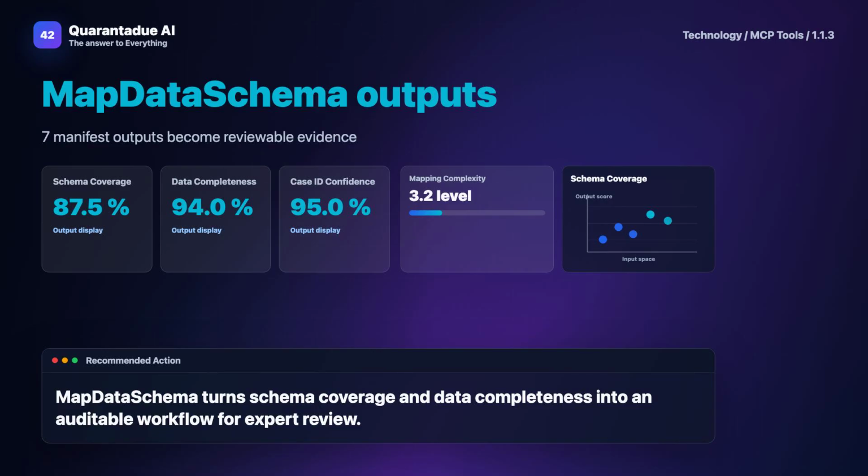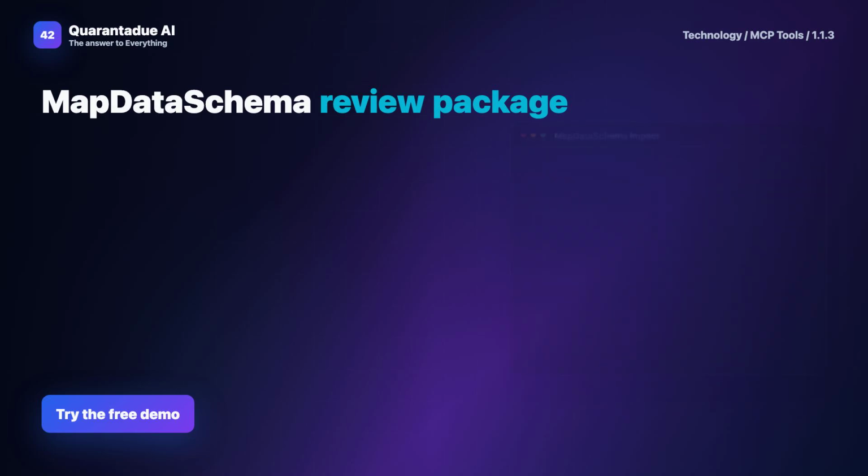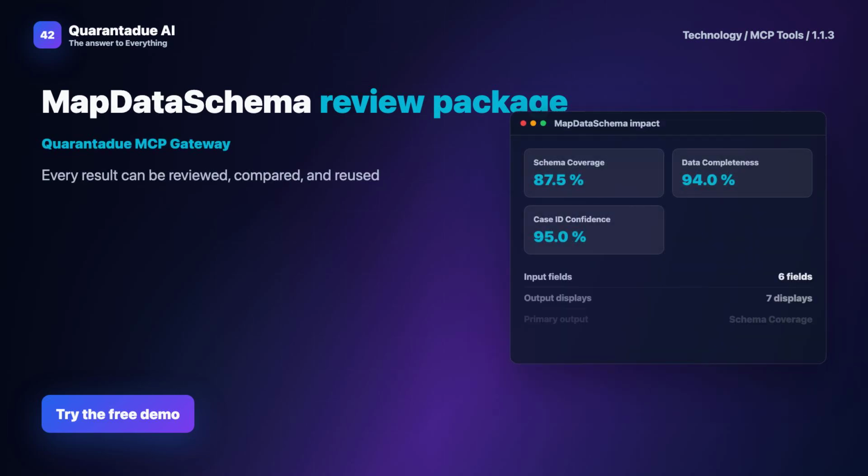Map Data Schema returns structured outputs such as schema coverage, data completeness, case ID confidence, timestamp quality, and mapping complexity. These outputs are designed to support review, reporting, comparison, and follow-up actions. The value of Map Data Schema is not just automation. It is a controlled way to turn repeated technology work into a documented business process with clear inputs, transparent logic, and reusable outputs.